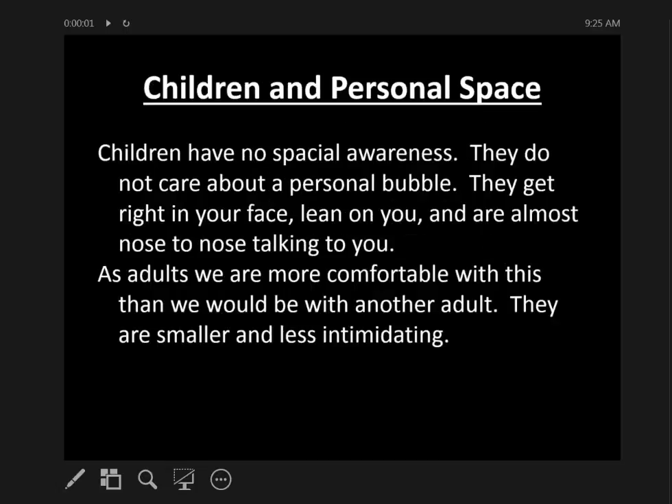Children and personal space. Children have no spatial awareness. They do not care about a personal bubble. They get right in your face, lean on you, and are almost always nose to nose talking to you. As adults, we are more comfortable with this than we would be with another adult. They are smaller and extremely less intimidating.